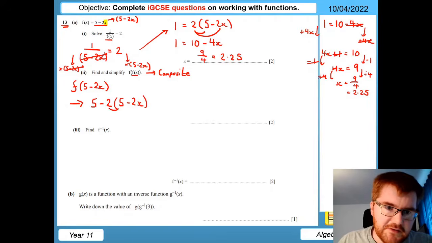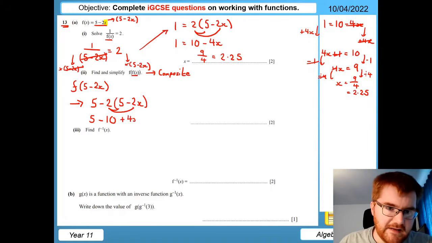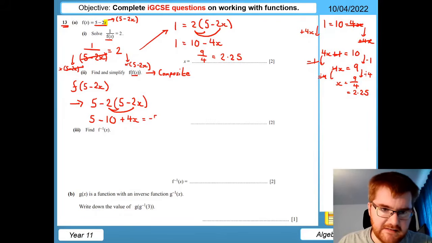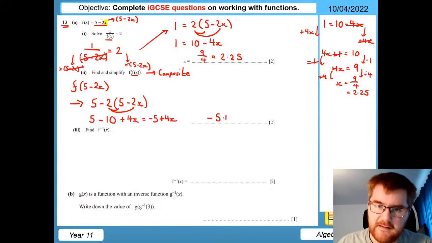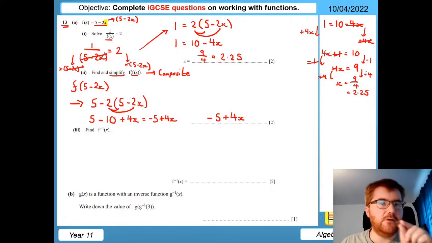Again, we're going to use the hook to multiply out the bracket. So we're going to leave the 5 alone. Minus 2 times 5 is minus 10. And this is where to be careful with those negative numbers. Minus 2 times minus 2x is positive 4x. And if we simplify this down, we get 5 minus 10 is equal to negative 5 plus 4x. So that is going to be our final answer. Notice they want it to be simplified. That is a key word in the question.